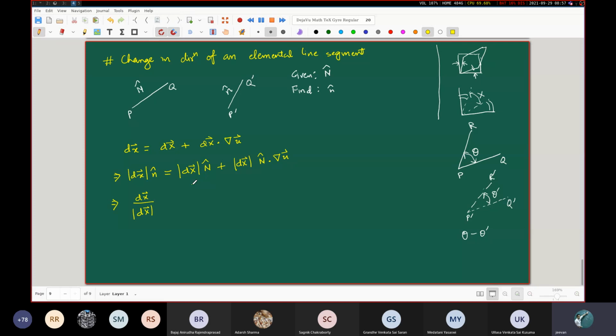So I take this, or I divide this previous equation throughout.